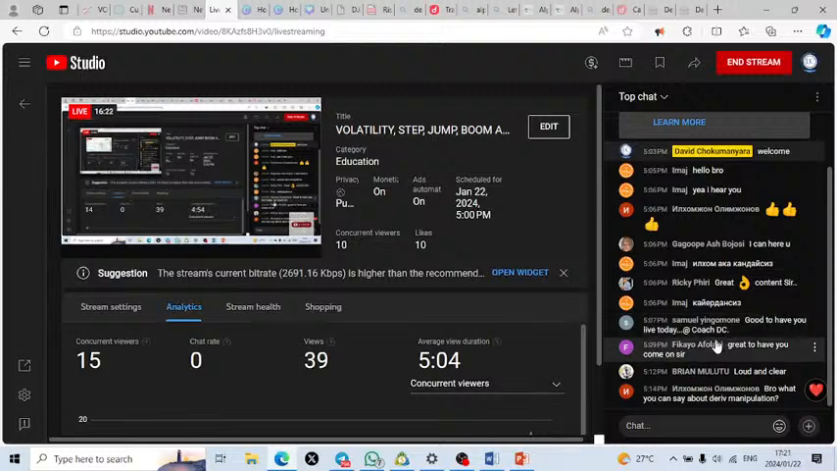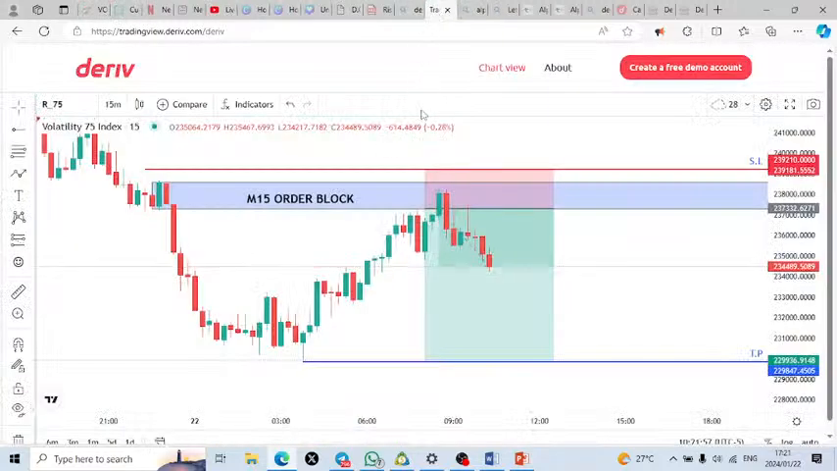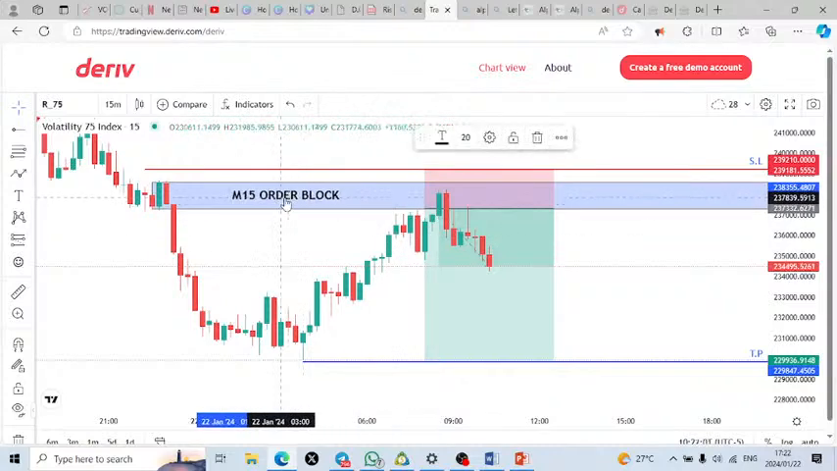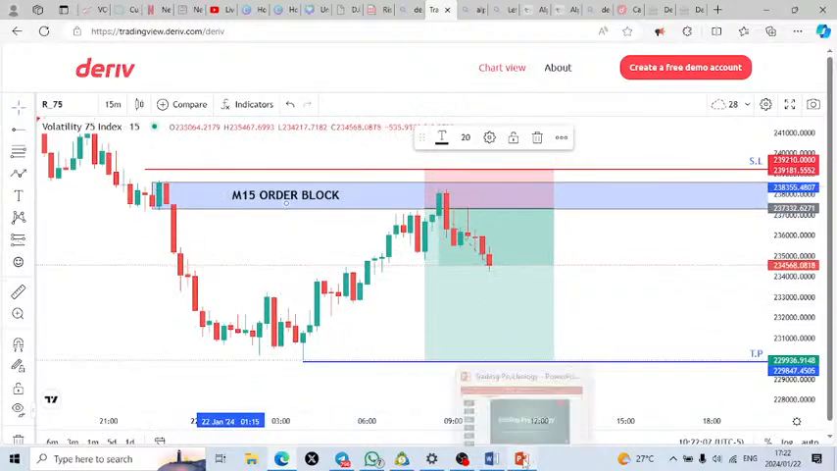What can you say about derivative manipulation? Manipulation is always there, guys. These guys are not in the business of us making money. So what can we do if there's manipulation? So recently I discovered that.